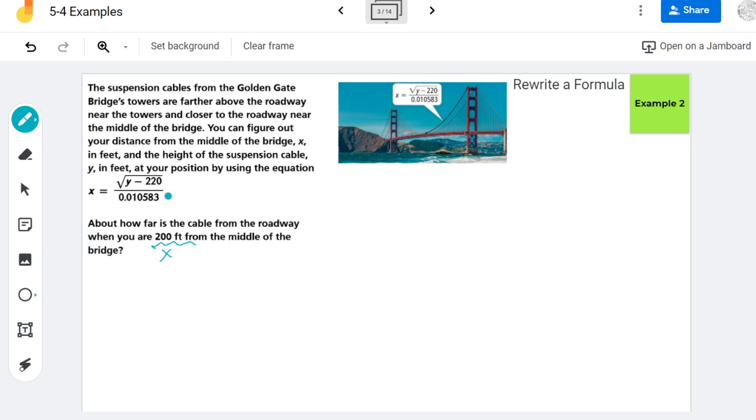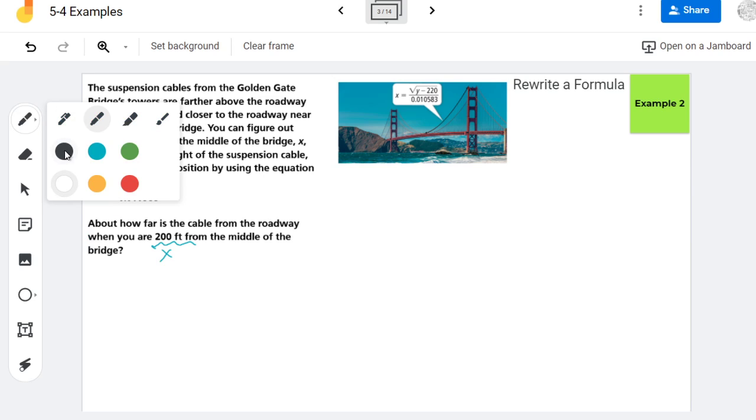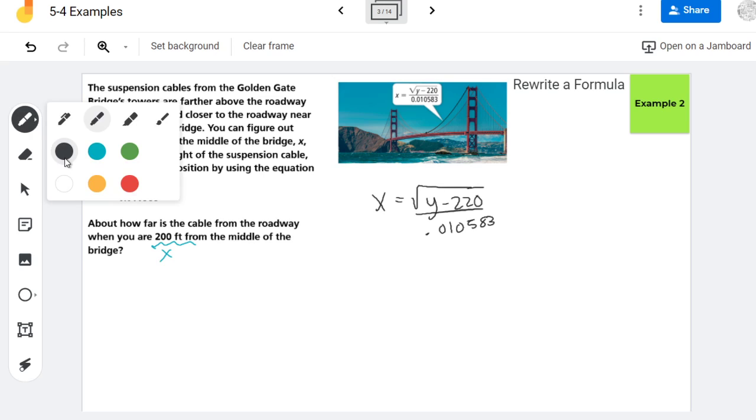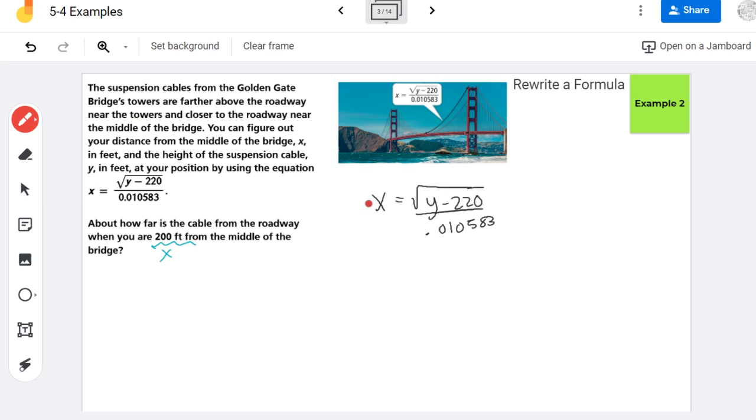So in order to solve this problem, we need to isolate y, or get y alone. All I'm doing over here is rewriting the formula so that I can manipulate it a little bit. Now the first thing we need to do is isolate the square root. So this hideous decimal that's in the bottom, I'm going to multiply both sides of my equation by it.